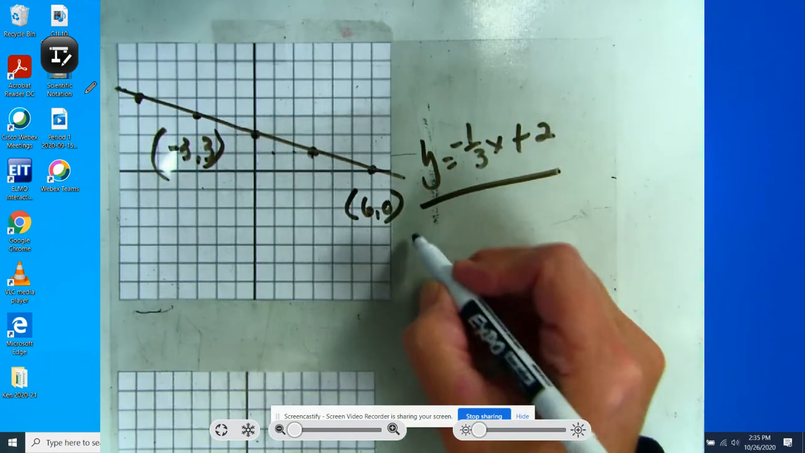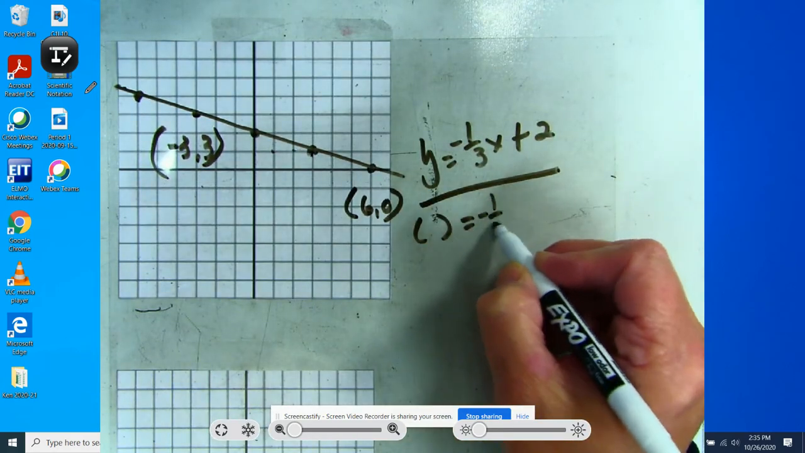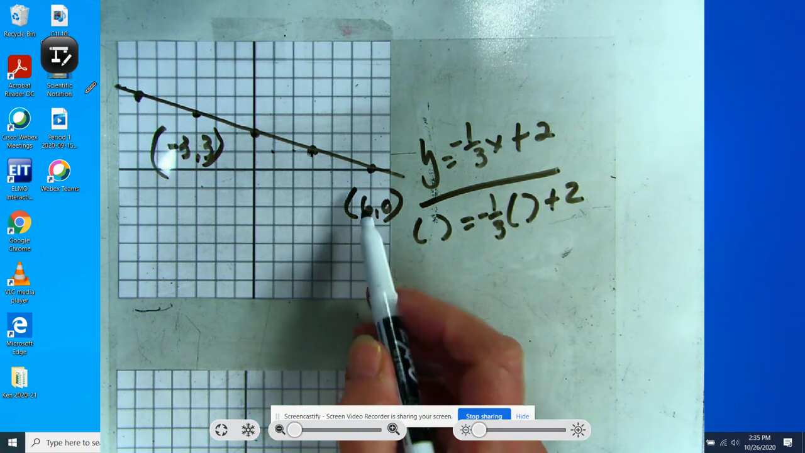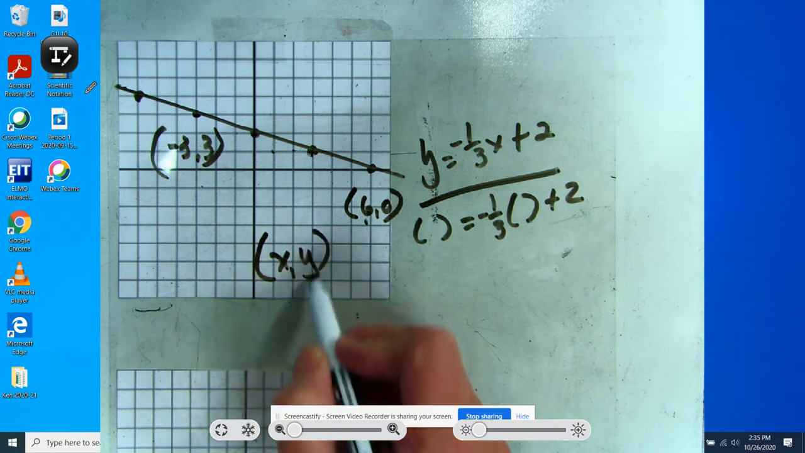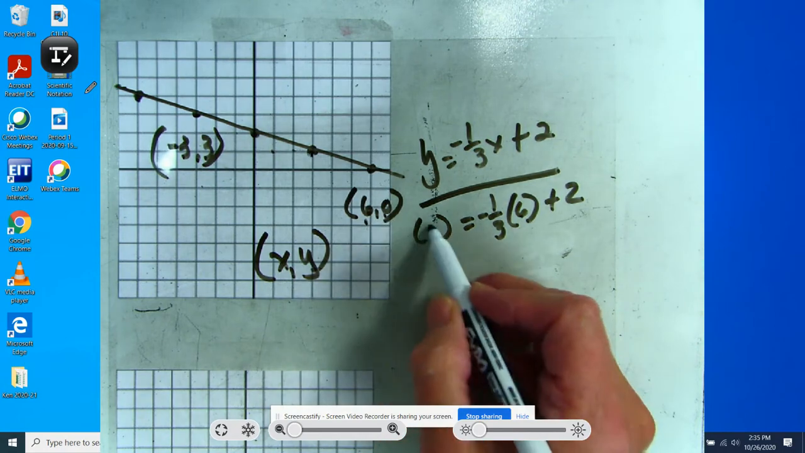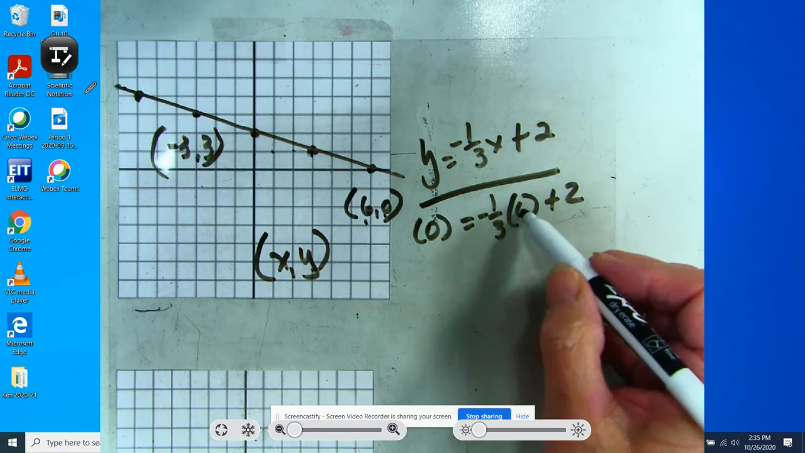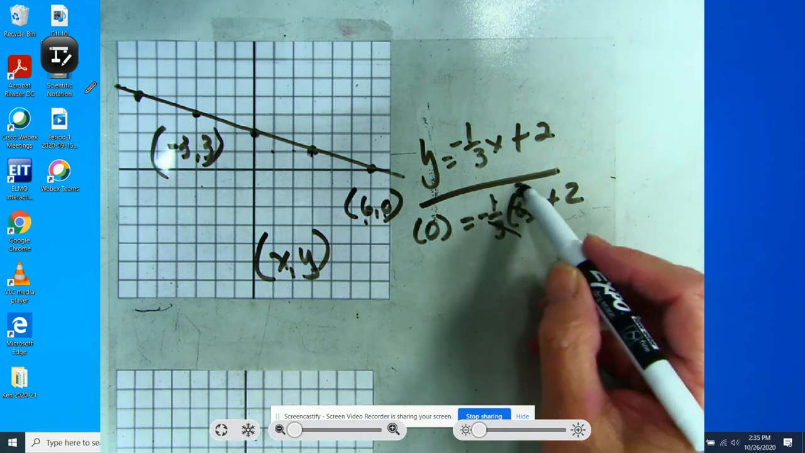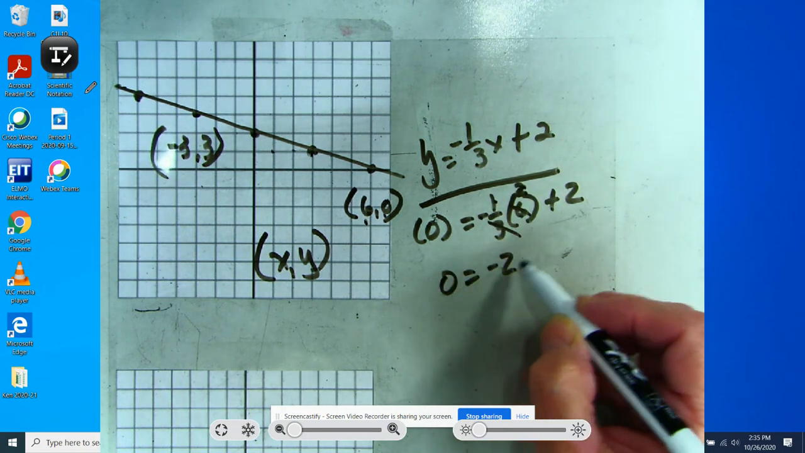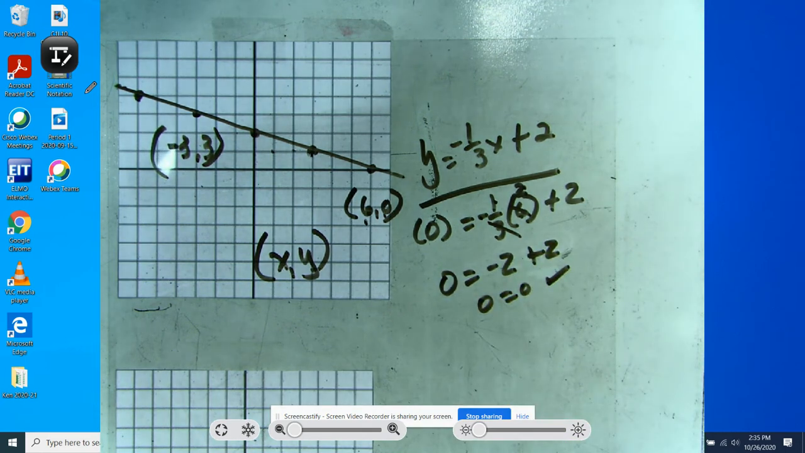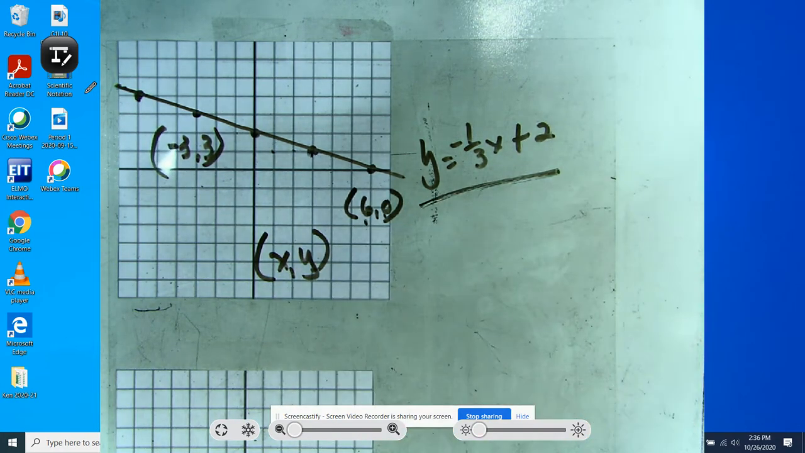If I take my equation, y equals -1/3 x plus 2, and I plug in 6, remember, x, y. 6 goes where x is. Y would go here. 3 goes into 6 2 times. -1 times 2 is -2 plus 2. This says 0 equals 0. Left side equals right side. It worked.